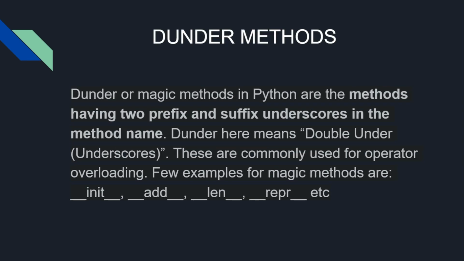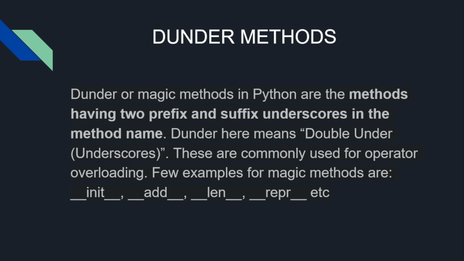Next is dunder methods. What are dunder methods? It's kind of an uncommon thing in Python, but it's very important too. Dunder methods are also known as magic methods, or whatever you want to call them, and they contain two underscores.